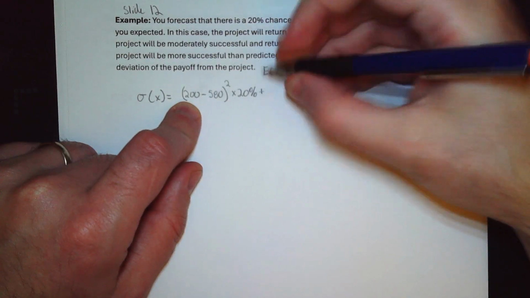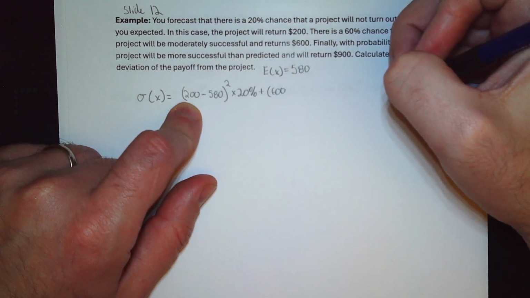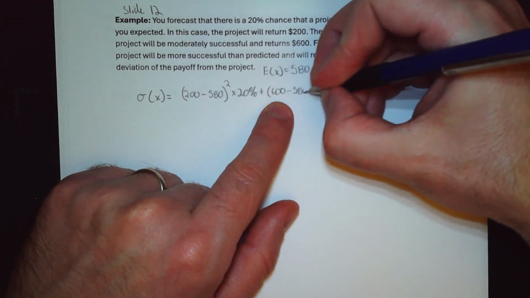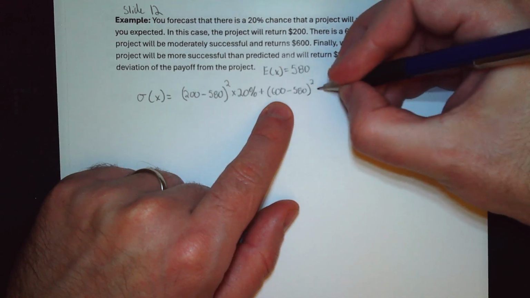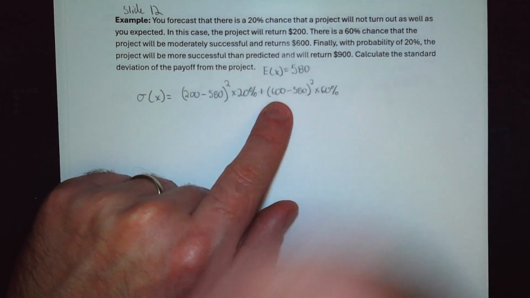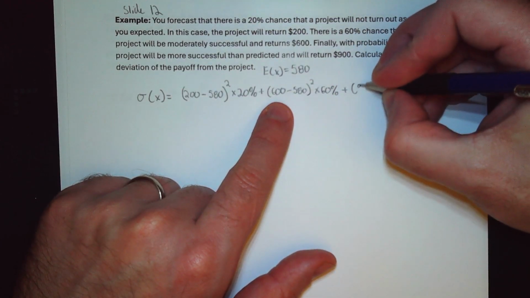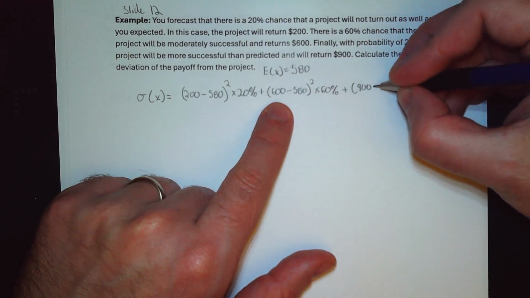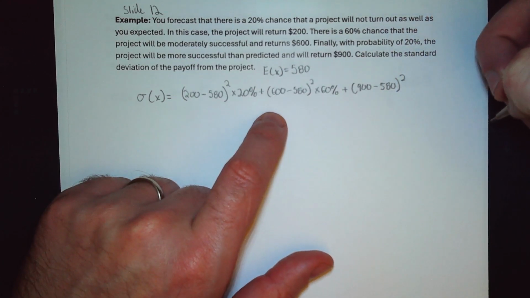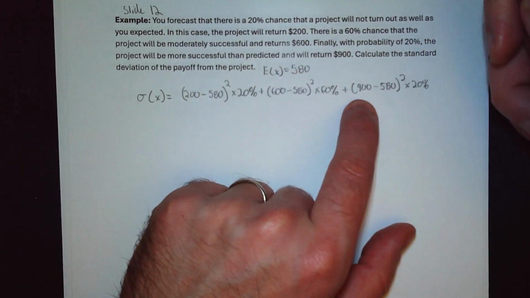Then we want to add to that the next value that our random variable can take, 600, and subtract the expected value of our random variable. And then we multiply this by the probability that we get a value of 600. And then I want to add to that the last value that our random variable can take, square that, and multiply it by the probability of observing a value of 900.